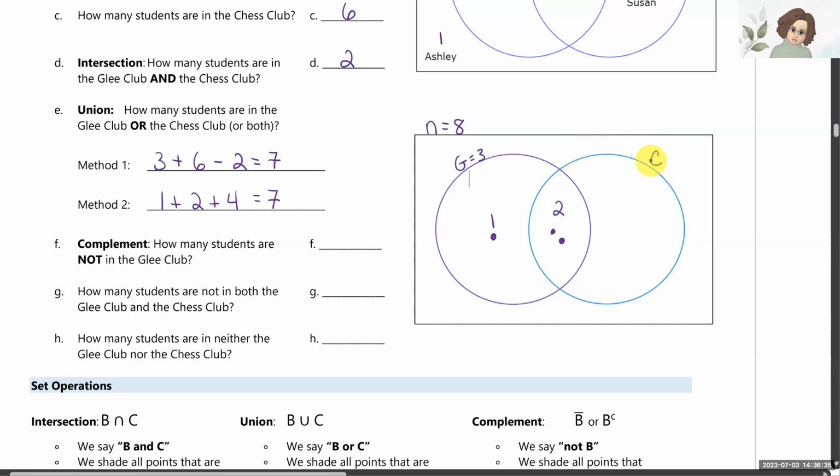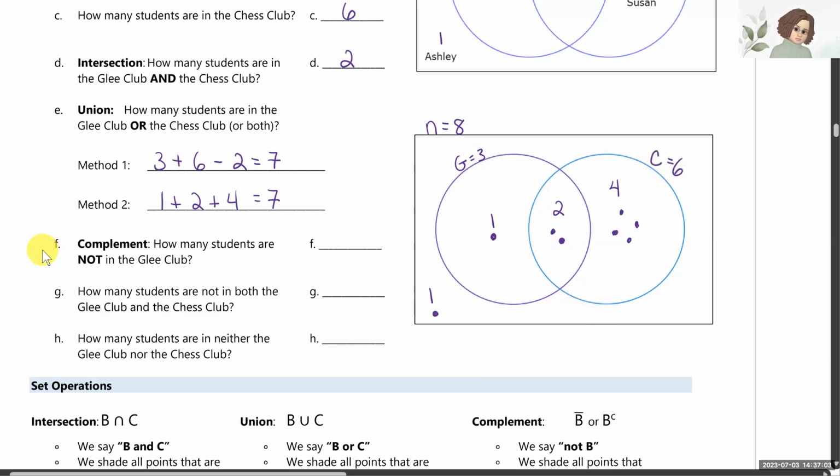And then to fill out the chess club circle, I had 4 more students out here. I just like my dots to visualize it. There's my 4. So in the chess club circle, we had 6 students all together. And then I had that 1 student out here, Ashley, I think. So 1, 2, 3, 4, 5, 6, 7, 8 dots, 8 students, 3 in the Glee Club and 3 dots in the chess club circle.